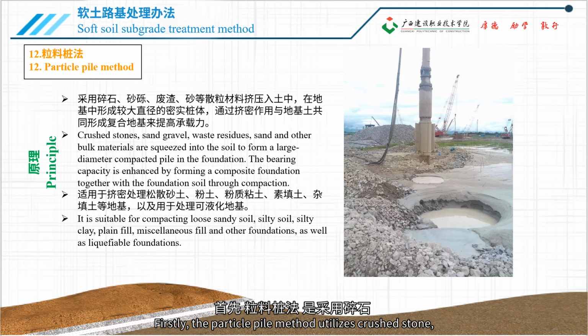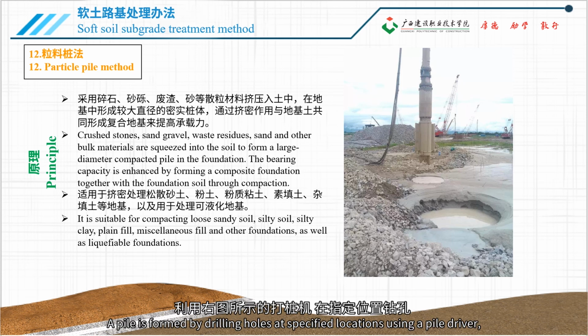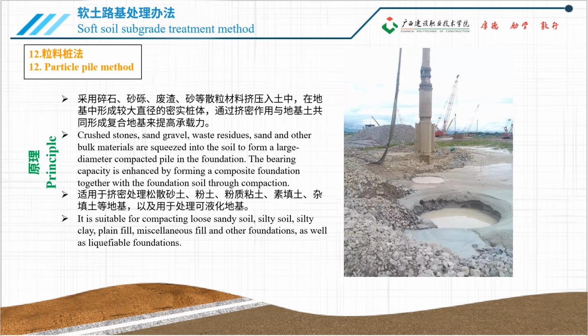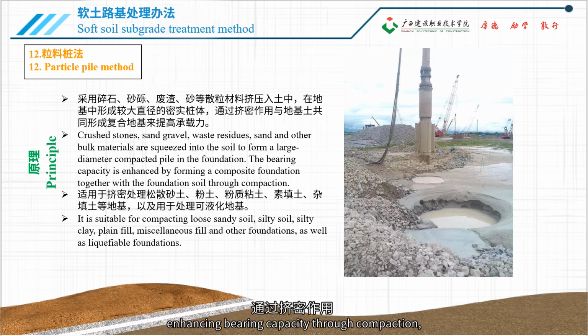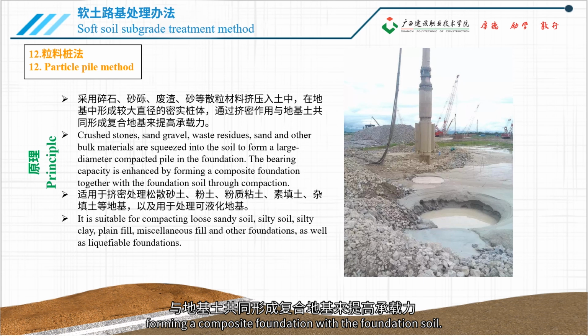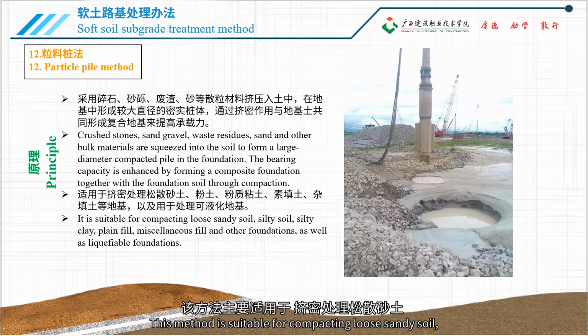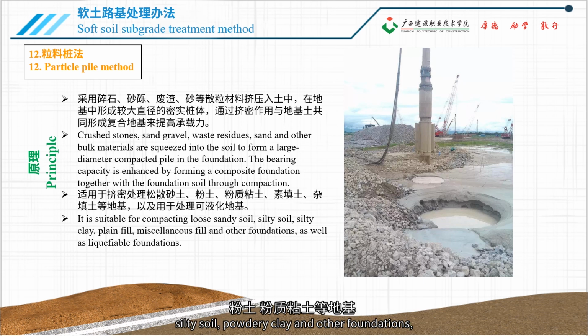Firstly, the particle pile method utilizes crushed stone, gravel, waste residue, sand, and other granular materials. A pile is formed by drilling holes at specified locations using a pile driver, and the materials are then compressed into the soil. This creates a large diameter, densely compacted pile, enhancing bearing capacity through compaction, forming a composite foundation with the foundation soil. This method is suitable for compacting loose sandy soil, silty soil, powdery clay, and other foundations, as well as liquefiable ground.